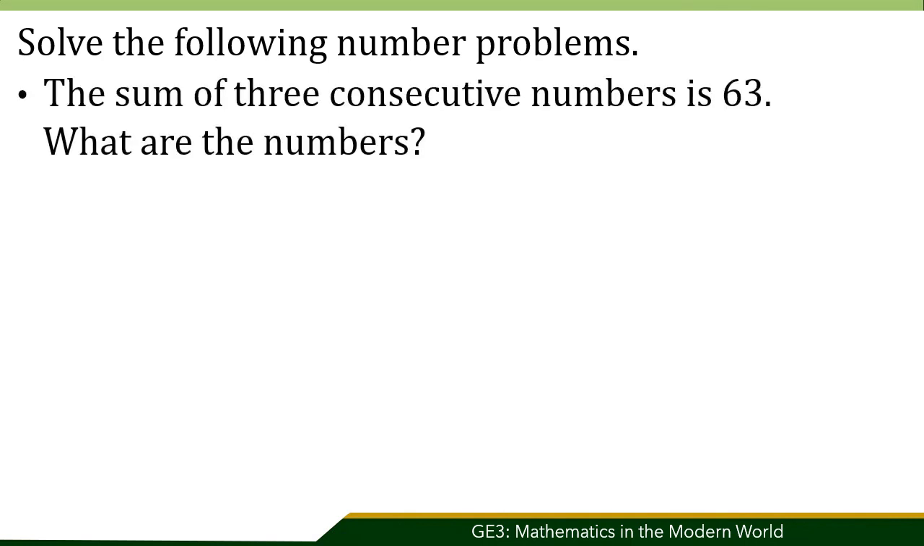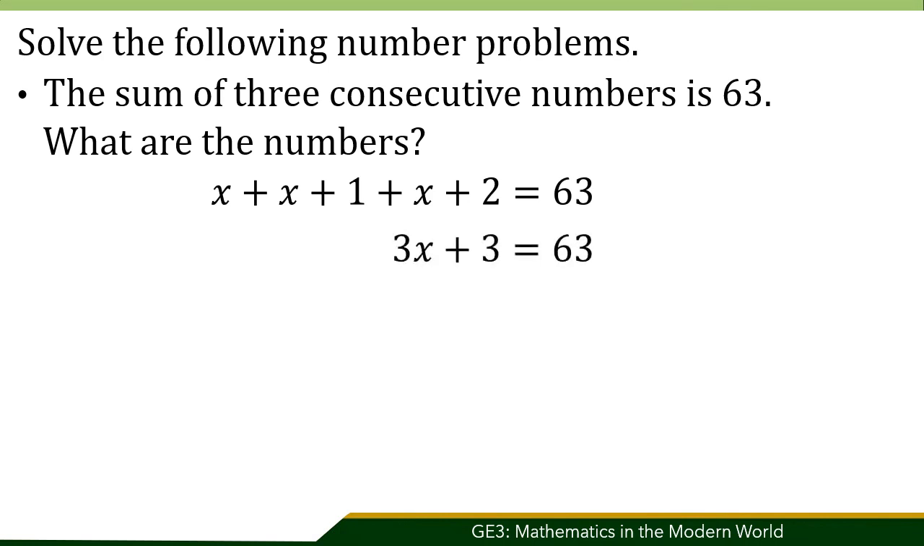Next, the sum of 3 consecutive numbers is 63. What are the numbers? So our equation will be x plus 1 plus x plus 2 equals 63. So combine the like terms, x plus x plus x, 3x, 1 plus 2, 3. So now we have 3x plus 3 equals 63.